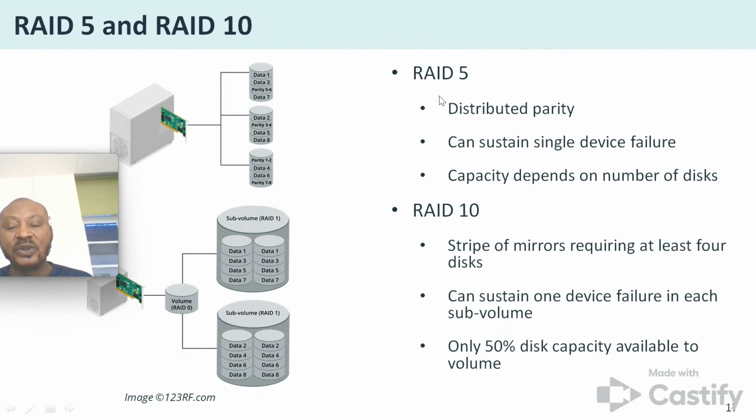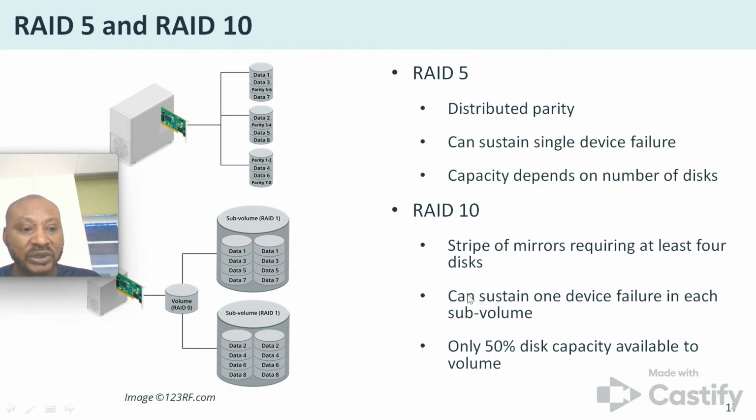RAID 5 again provides more than two, three hard drives, up to five, and provides fault tolerance. RAID 0 does not provide fault tolerance, but it can take up to five hard drives. What RAID 0 provides is speed, which makes the system work faster, and it can give larger storage.